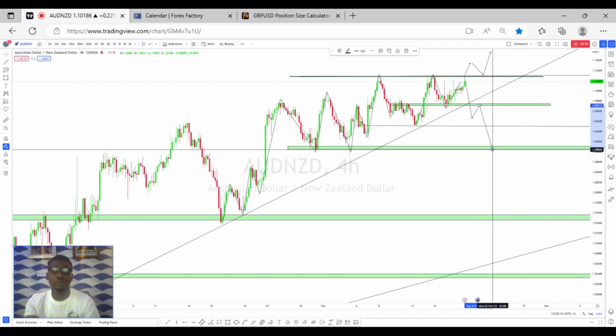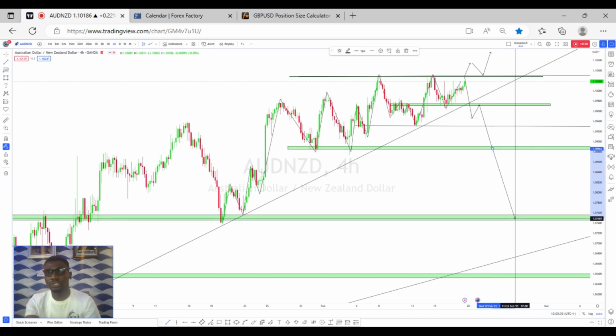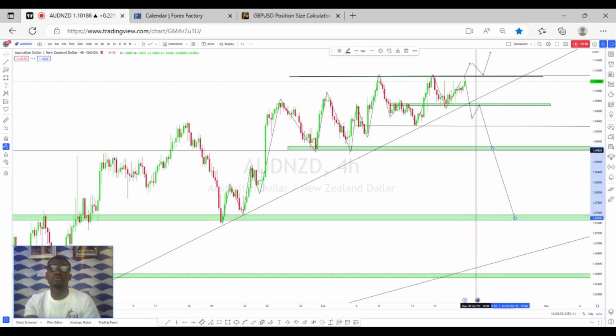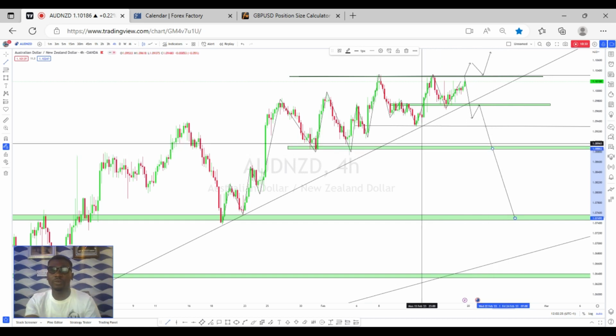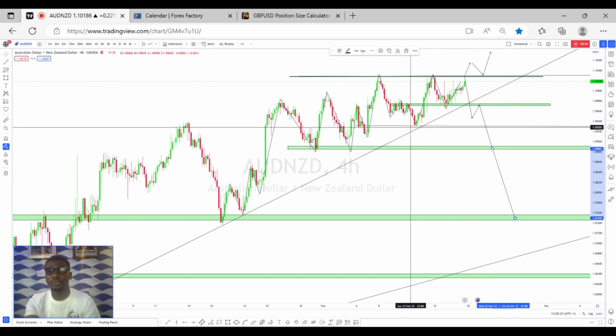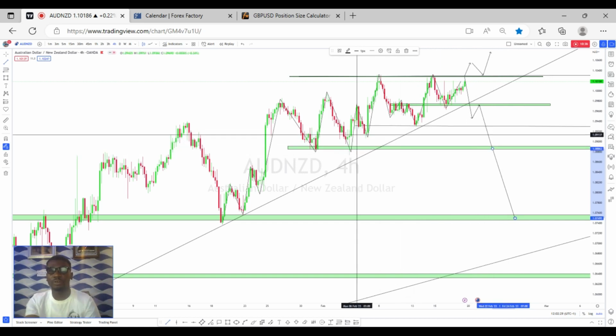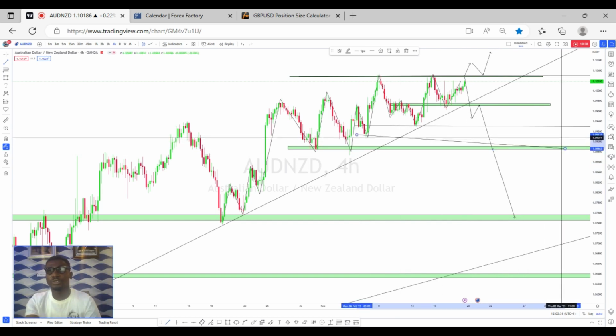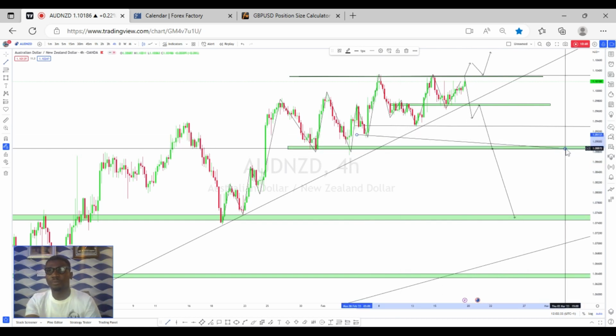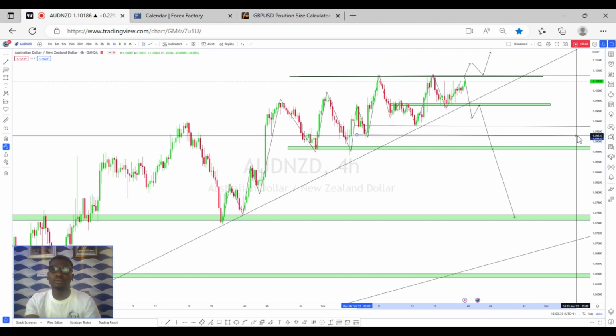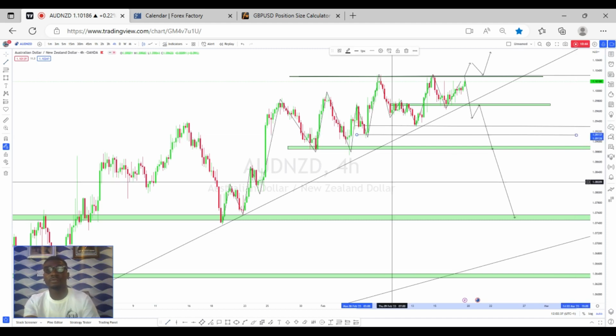Or if we have the insight that we are still going to go downward, we can push down to this point. But here is a very good scenario to take profit, and here is a very good scenario to take profit. So these are the points where you as a trader can take profit.